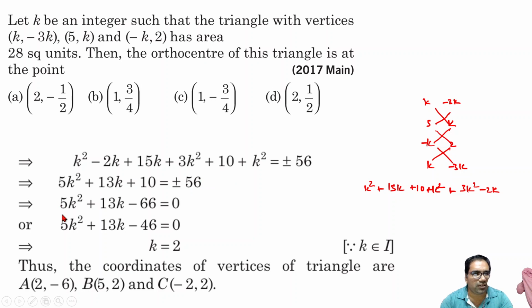That means we are getting two equations, 5k square plus 13k minus 66 equal to 0, and 5k square plus 13k minus 46 equals 0. And because k is an integer, solving these equations we are getting k equals 2. Right. Now what does that mean? The vertices are (2, -6), (5, 2) and (-2, 2). Fantastic. We found what the vertices are.